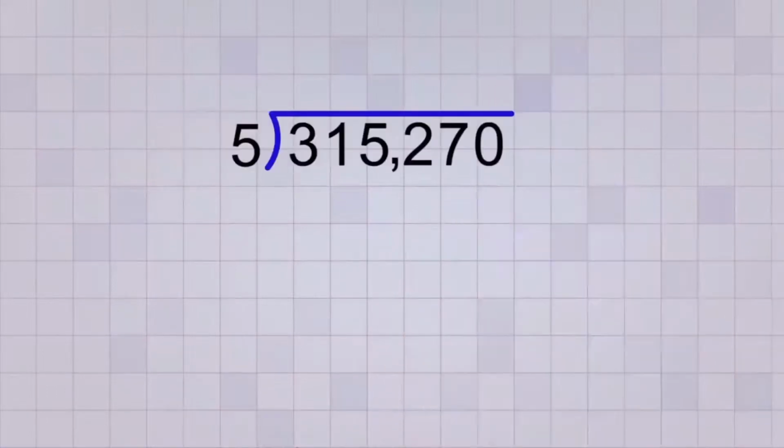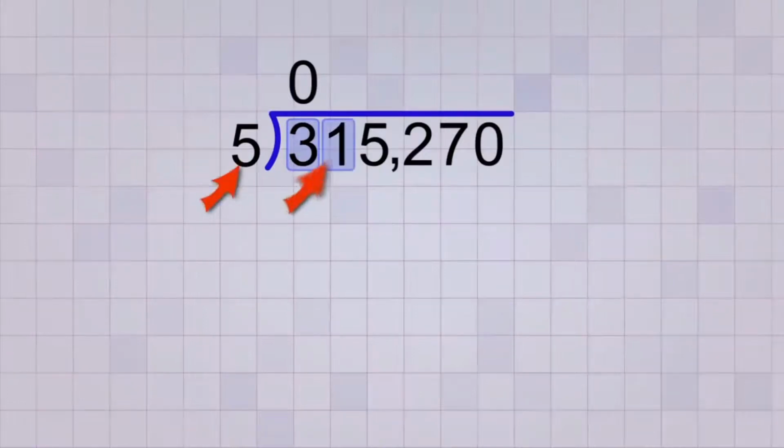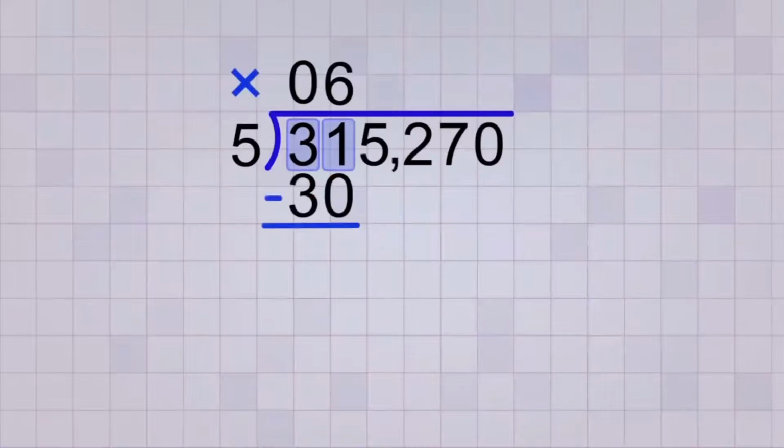Are you ready? The first digit is 3. How many times will 5 divide into 3? 0. 5's too big. So let's just skip that step and combine our first digit with our next digit. So how many times does 5 divide into 31? 6. 6 times 5 is 30, and 31 minus 30 gives us a remainder of 1.